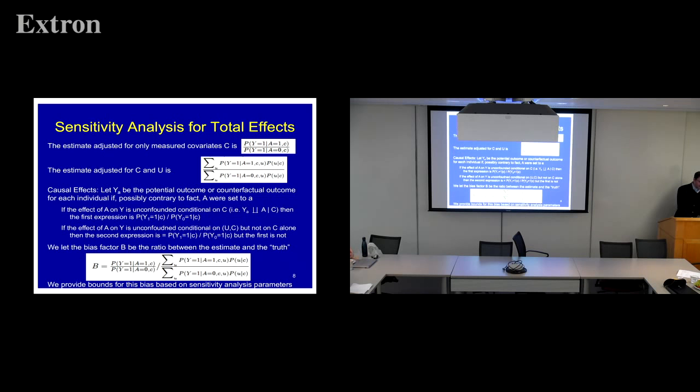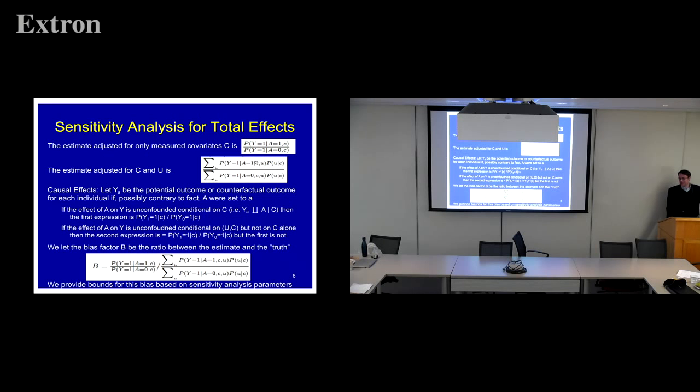So I'll be going through now the technical work, almost an extension of these Cornfield conditions to much more general settings, that I published with Peng Ding in 2016. We have our exposure A, outcome Y, measured covariate C. Our estimate of the risk ratio, if we adjust only for C, is comparing the probability of the outcome amongst the exposed and the unexposed within strata of the covariates.